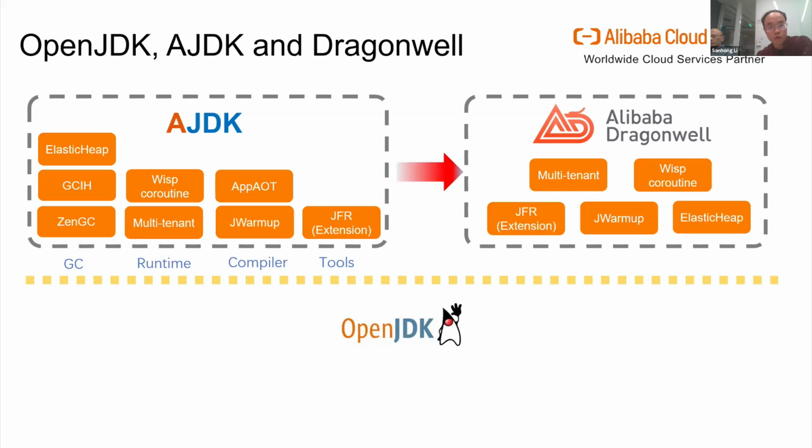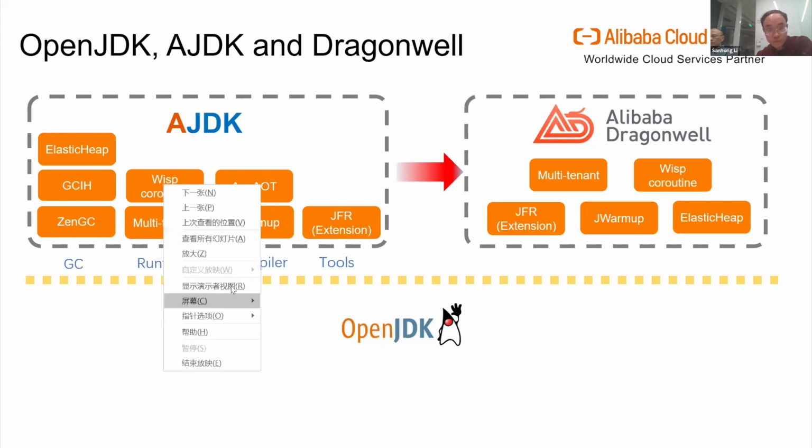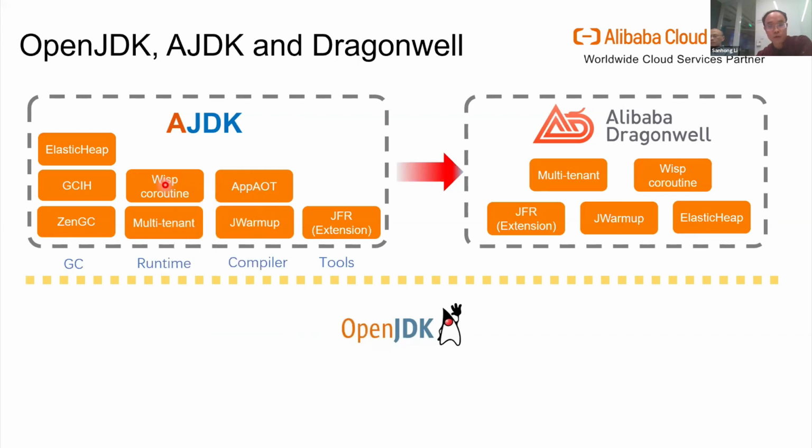And we also built a WISP coroutine. You can use WISP coroutine to build user mode threads in Java, allowing Java developers to write code synchronously, but get the performance of asynchronous. For multi-tenant, you can also run multiple Java applications in the same JVM instance safely.